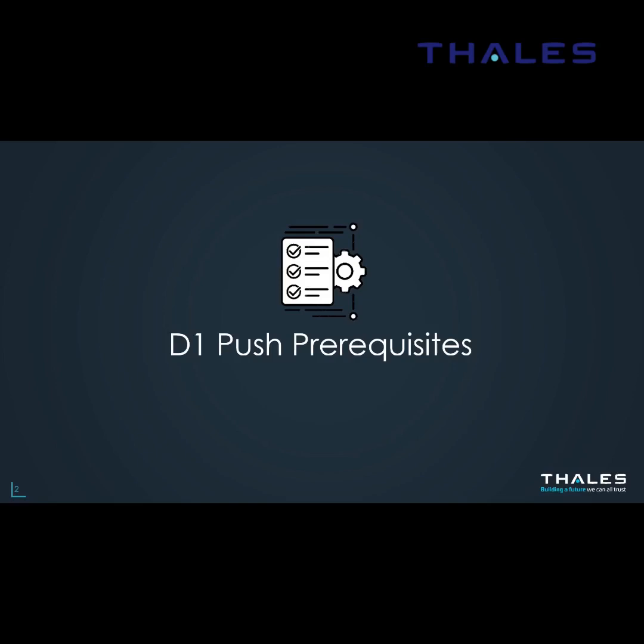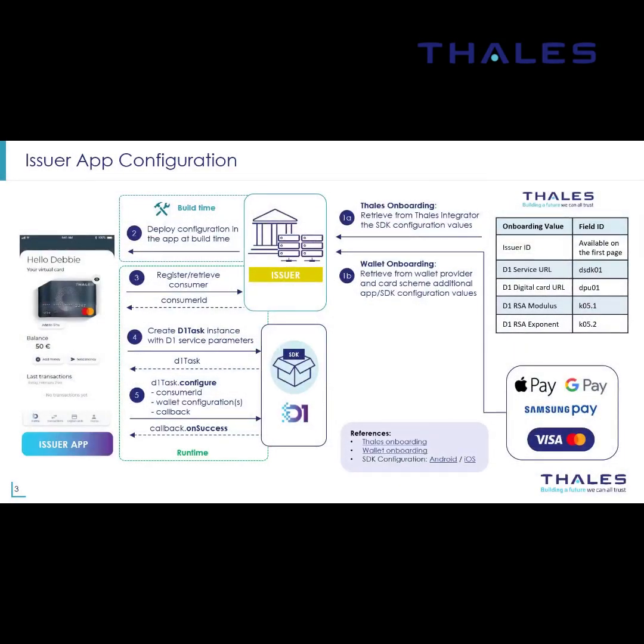D1 push prerequisites. Issuer app configuration. The issuer needs to go through the onboarding procedure with the backend integrator. The slide lists on the right side basic D1 service configuration parameters, which will be shared by the backend integrator in the so-called onboarding form.